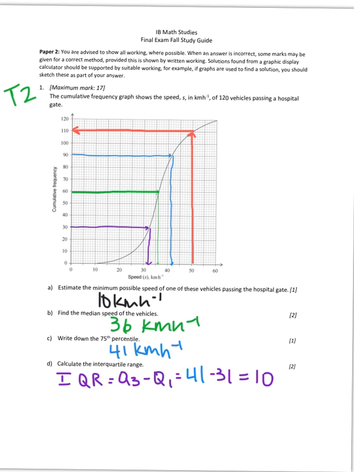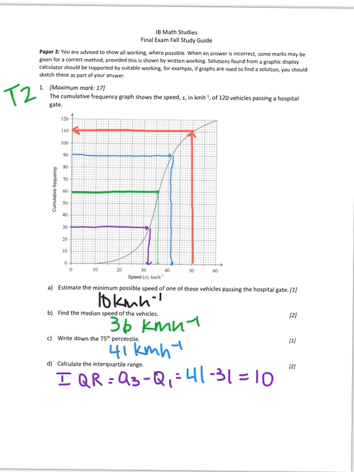So part A, they give us this cumulative frequency graph, and then we're going to read information out of this. So part A asks us for the possible minimum speed. So you can see the cumulative frequency graph kind of starts right here at 10 kilometers per hour. So part A would be 10 kilometers per hour.